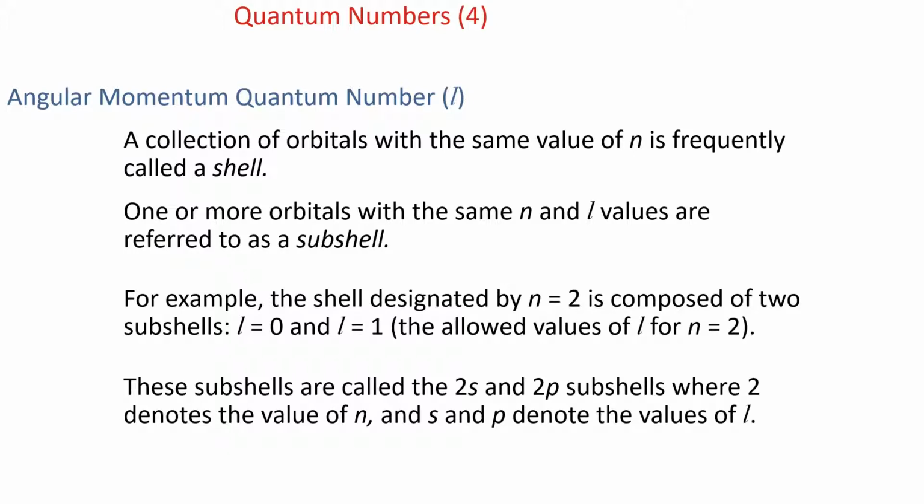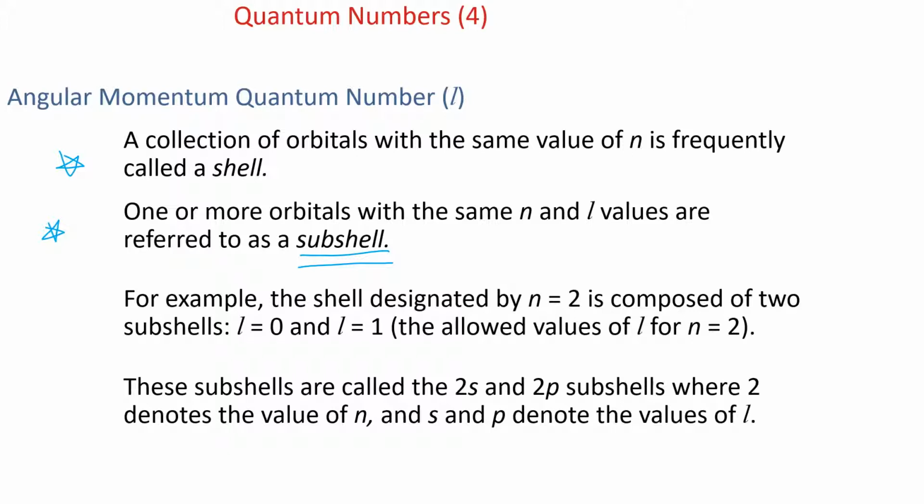The angular momentum quantum number, L, has some really important parts. It's a collection of orbitals with the same value of N. That's why we had those 3 figure 8s. The same would occur for D, but it would have 5 cloverleaf shells. And one or more orbitals will have the same N and L values. When they're the same, that's referred to as a subshell, and we'll talk about that when we talk about electron configuration.